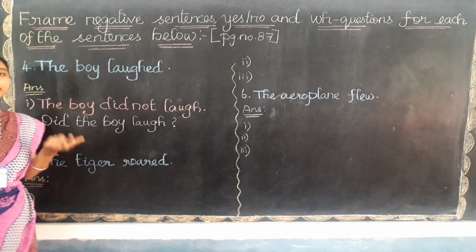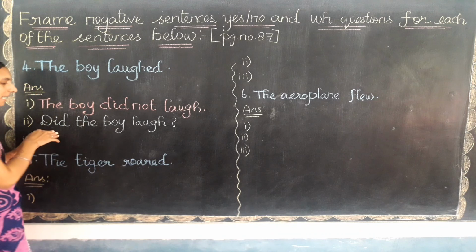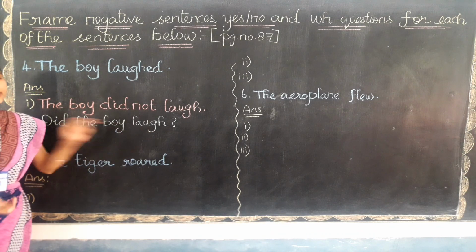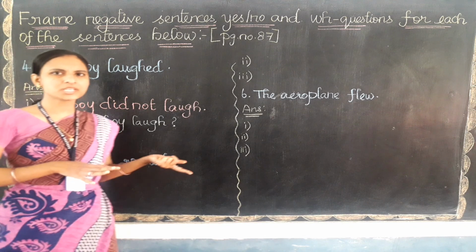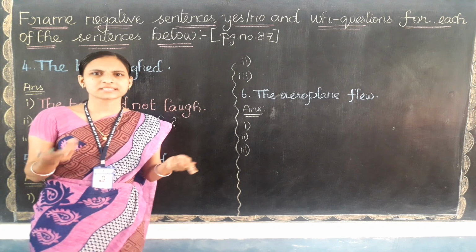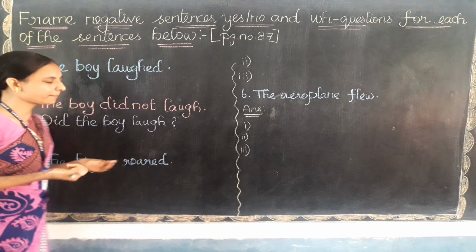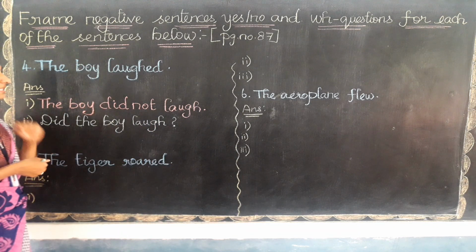So when framing a yes or no question, we need to put the auxiliary verb, that is did first and then subject and then the base form. Okay? So did the boy laugh? And the பையன் சிரிச்சானா? That is the meaning. Clear? Then answer will be yes, the boy laughed, or no, the boy did not laugh. It may vary.